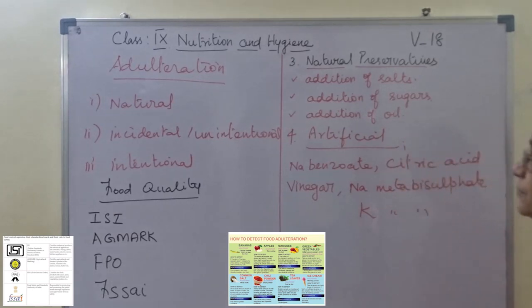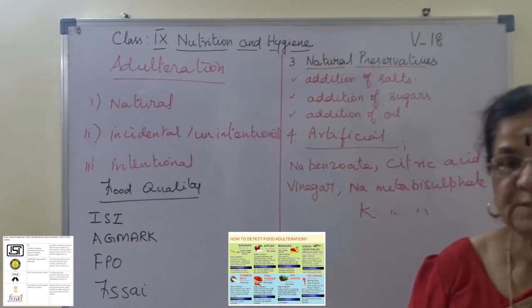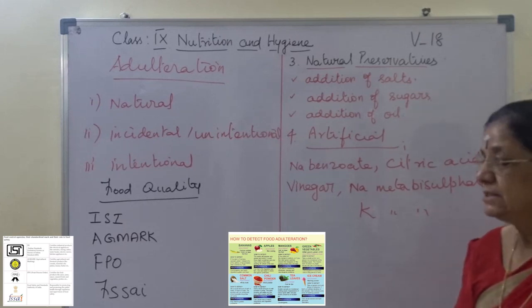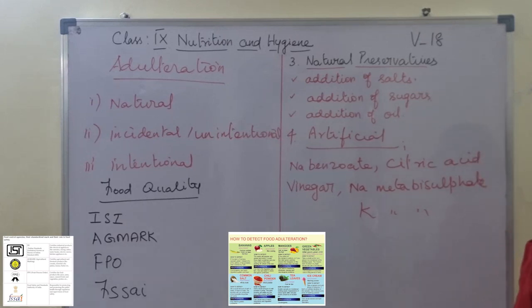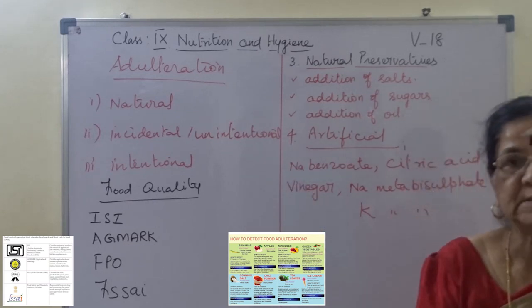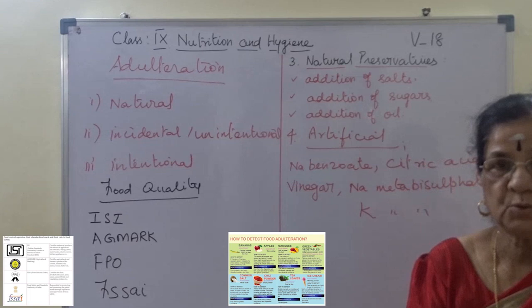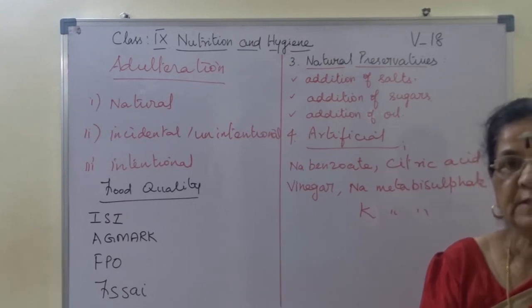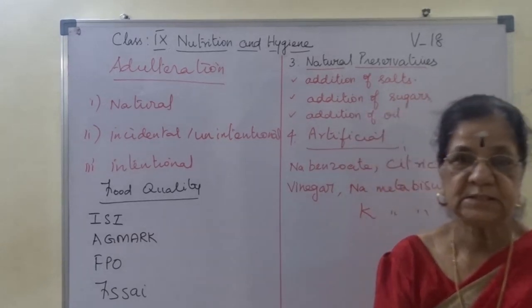To sum up, in this video session we learned food preservation, methods of food preservation, then adulteration, types of adulteration which are natural, incidental or unintentional, and intentional, and then food quality control, agencies of food quality control. I hope you are able to understand this. Okay, we will continue in the next session. Thank you.